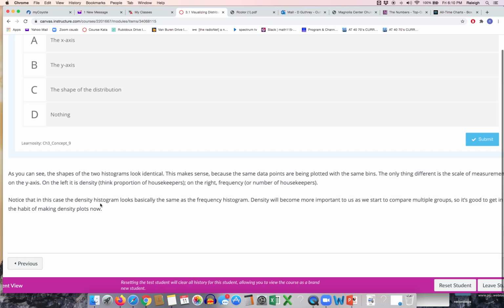So in this case, the density histogram looks basically the same. Density becomes more important to us as we start to compare multiple groups. So it's good to get in the habit of at least knowing how to do it. And so you should remember the D in the histogram command. Okay, so that seems to be it for today.